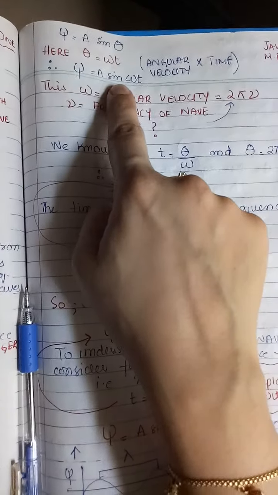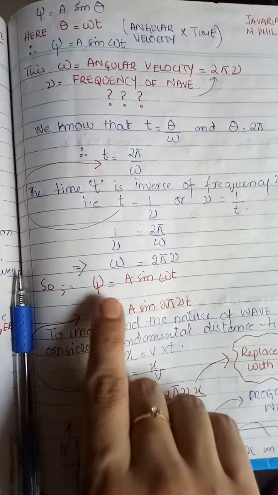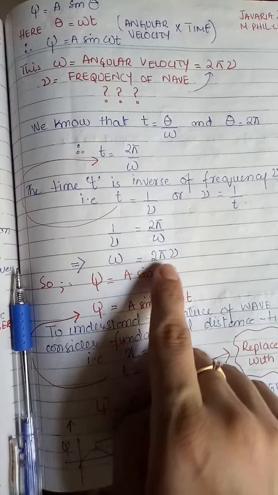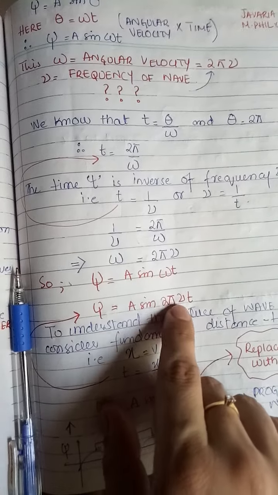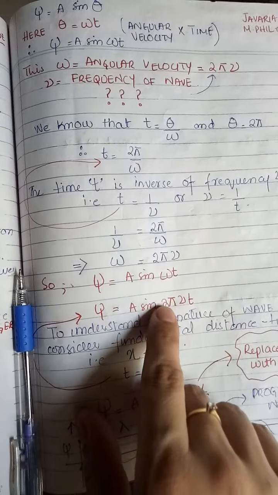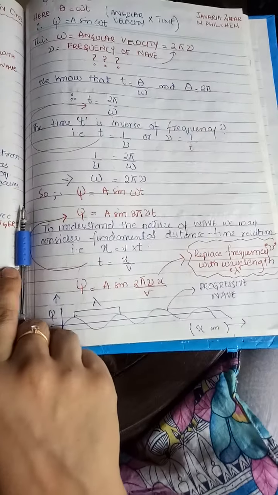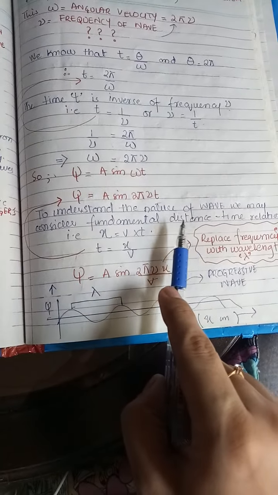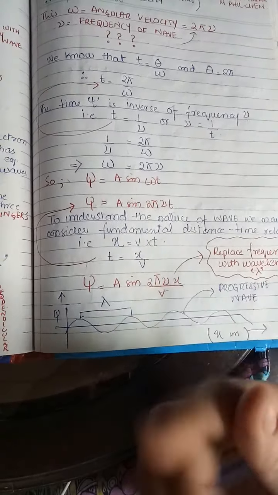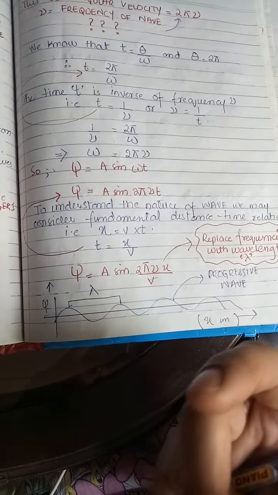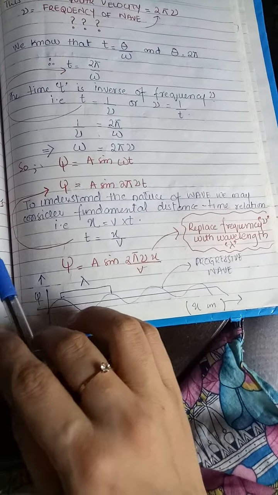So in this equation, omega is replaced with this value which we have proved. So psi is equal to a sine omega t, and in this omega we will put 2 pi nu into t. Now the frequency concept is introduced in this equation. To understand the nature of the wave, meaning how the wave travels, it is basically the progressive wave.